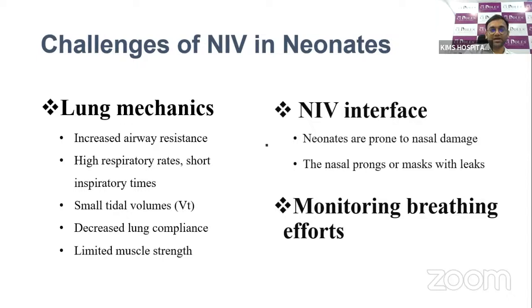The problem during non-invasive ventilation in these units is that the lung mechanics are different compared to the pediatric and adult population. There are very small airways that can lead to an increase in airway resistance. There are short time constants, short inspiratory times, and high respiratory rates. Even the tidal volumes are very small; 4 to 5 ml per kg is the normal tidal volume of a newborn. So in 1 kg, it may be around 4 ml, which is very small compared to the hundreds of ml in adults.